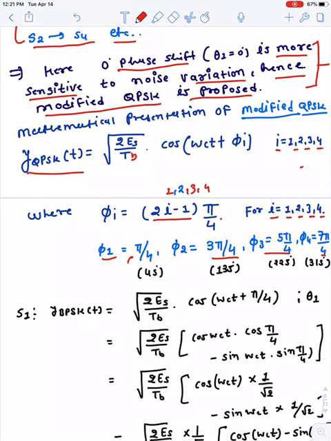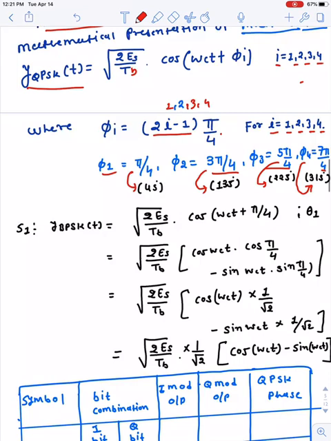Pi by 4 is simply equivalent to 45 degrees, 3 pi by 4 is equivalent to 135 degrees, 5 pi by 4 is 225, and the last phase, 7 pi by 4, is equivalent to 315 degrees. If I put phi 1 in this equation, and the same you can apply for phi 2, phi 3 and phi 4, but for example I will take only one. Phi 1 can be put in the equation of the QPSK signal, which can be modified like square root of 2 Es by Tb cos(omega c t plus pi by 4). Here phi i is replaced with phi 1, which is pi by 4.